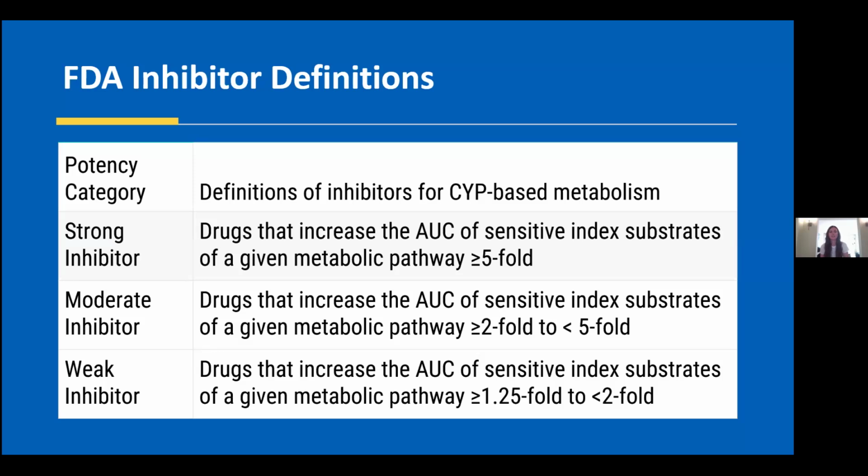This chart is just to show you how the FDA categorizes these inhibitors into strong, moderate, or weak classes. And really, this is just to point out that they are defining it based on the magnitude of the increase in the AUC.